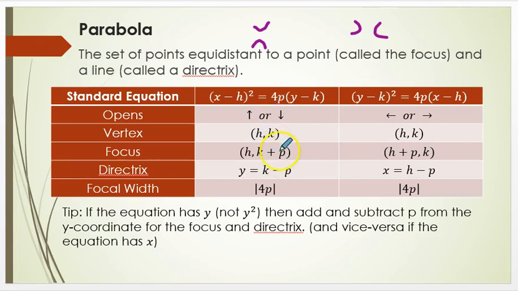And then use that same number, whatever p was. Then you're going to write the directrix, which is the line that the graph kind of avoids. It's like it goes away from it.